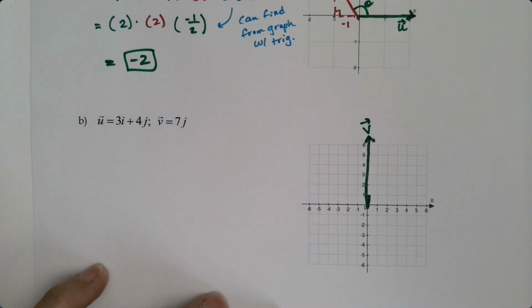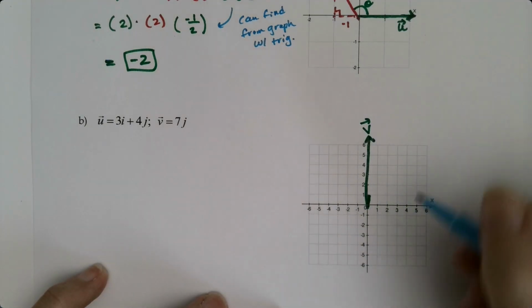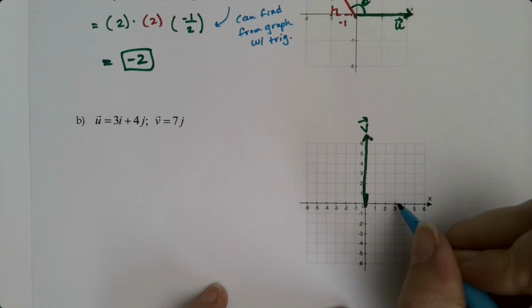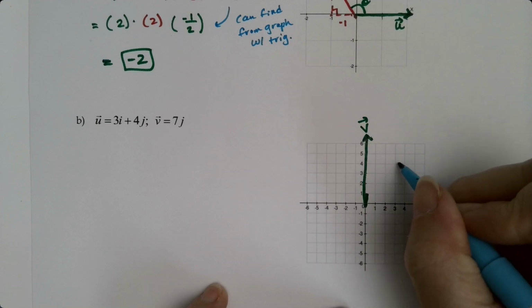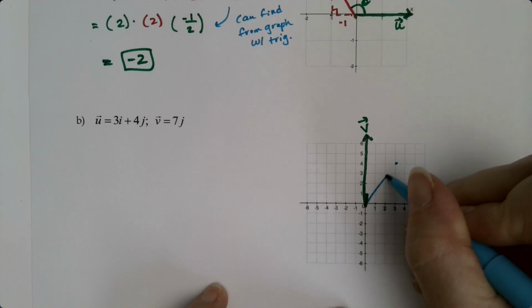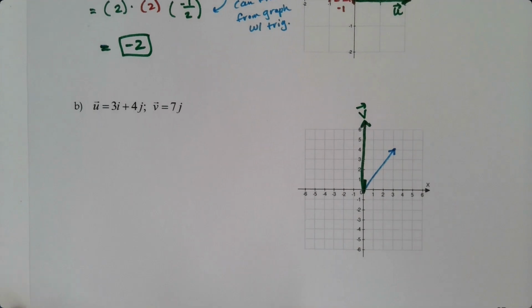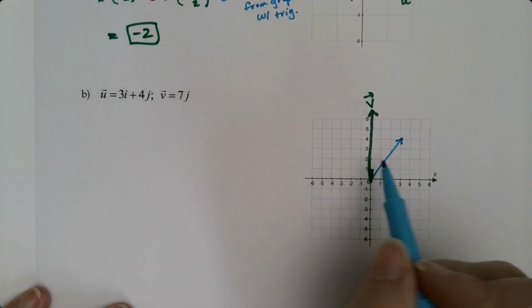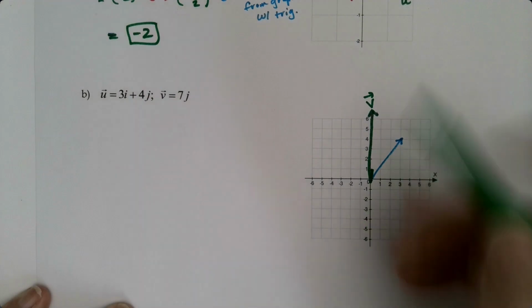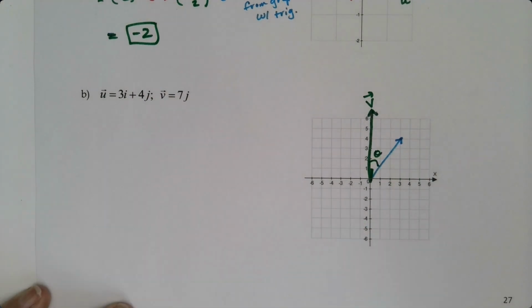And then let me draw the vector u. I'll draw this one in blue. So over 3 in the x direction, up 1, 2, 3, 4 in the y direction. So it's like that. Now the angle between these ones is right here. There's theta.